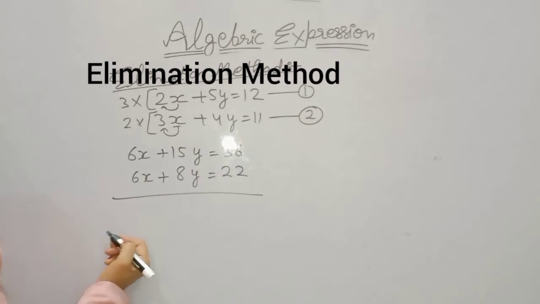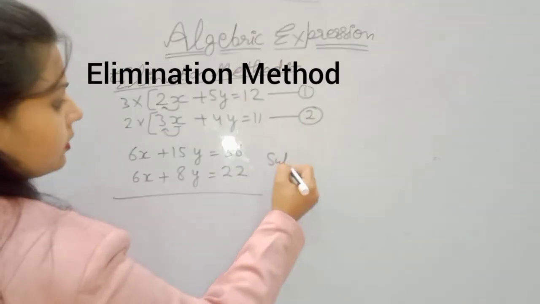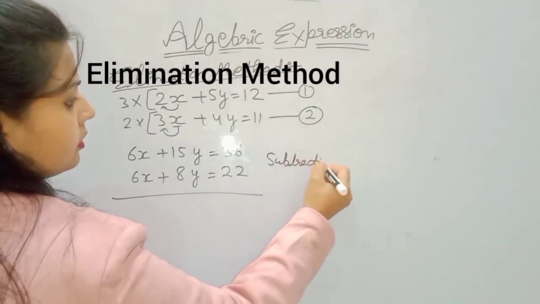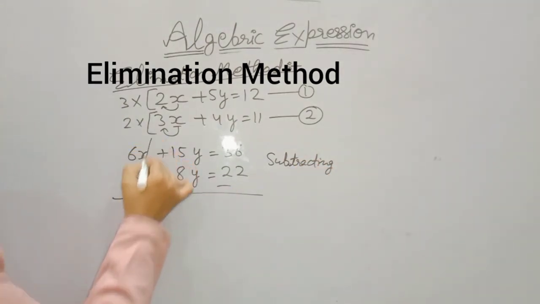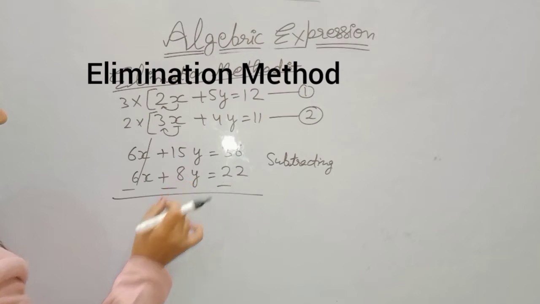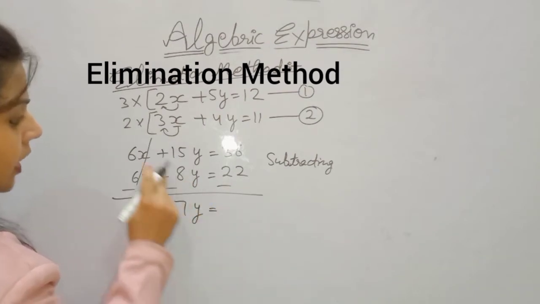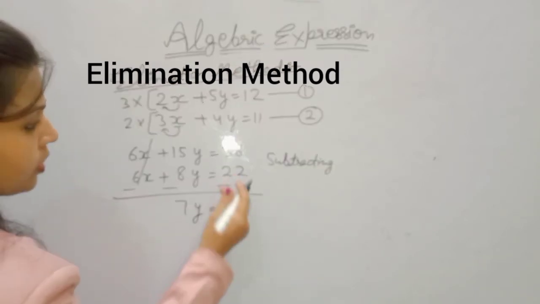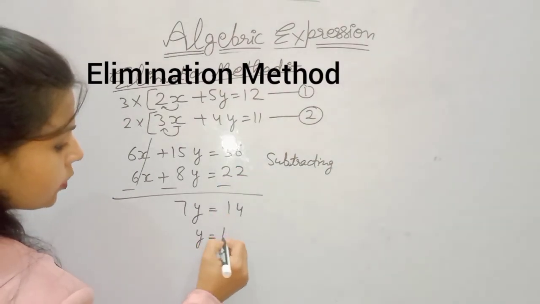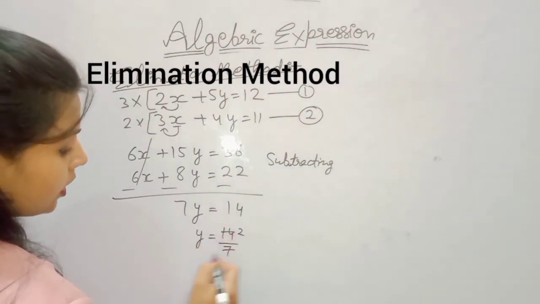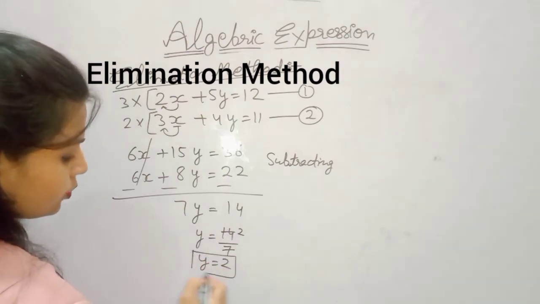Now subtract these two equations. Okay, subtracting. So we have to change the sign. You can cut down these two. 15 minus 8, 7y. Sign is always of the greater number, so this is positive. So 36 minus 22 is 14. So how much is y? y is equal to 14 upon 7. You can cut it. So you have y is equal to 2.